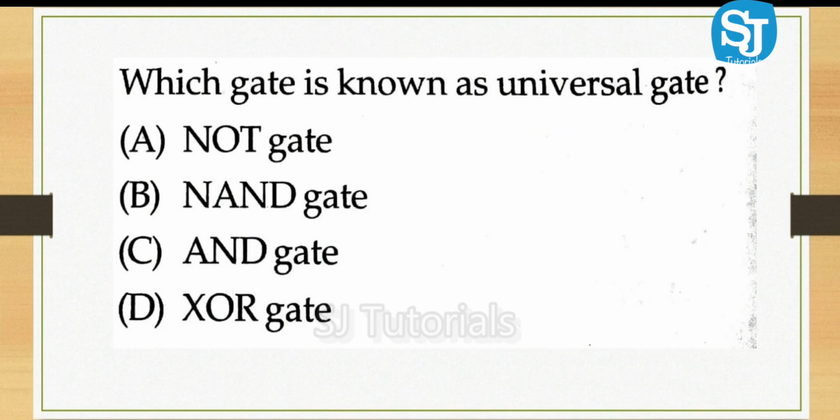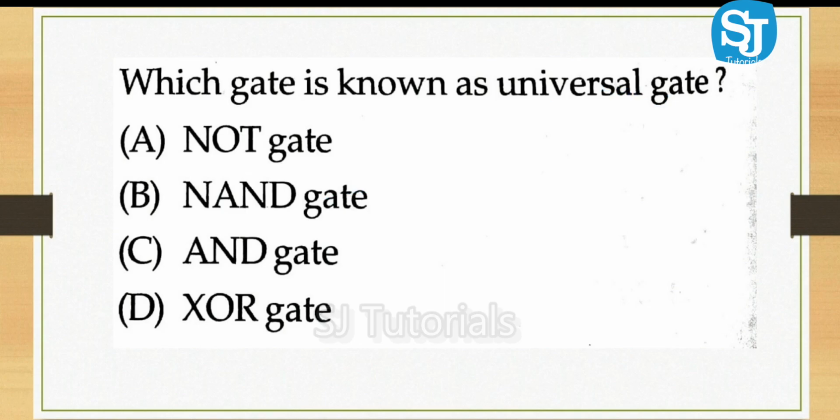Here the answers are NOT gate, NAND gate, AND gate, XOR gate. So the correct answer is NAND gate. That is, B is the correct answer. A, C, D are wrong answers. NOR gates are also universal gates. So two universal gates are there. First one NAND, second one NOR gate.